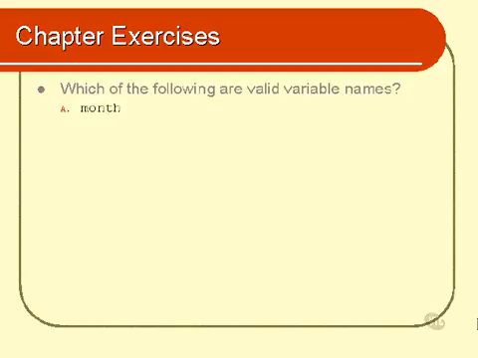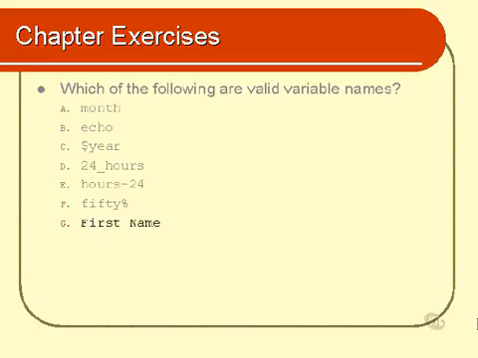The first one is the variable called month. The second one is a variable called echo, then $year, 24_hours, hours-24, 50%, first space name, just the letter A, underscore first underscore name, and winner exclamation mark.